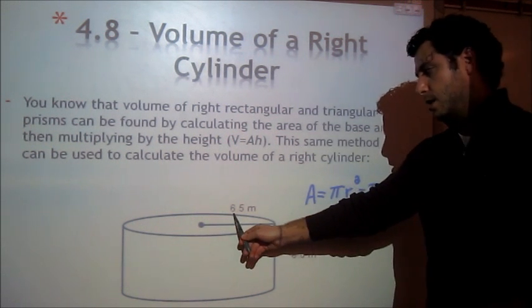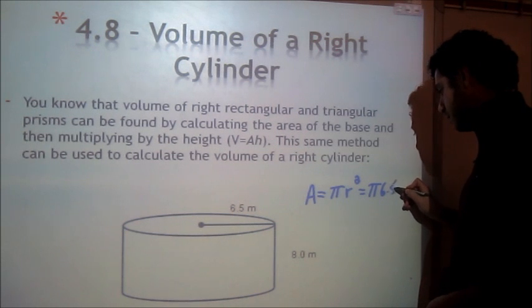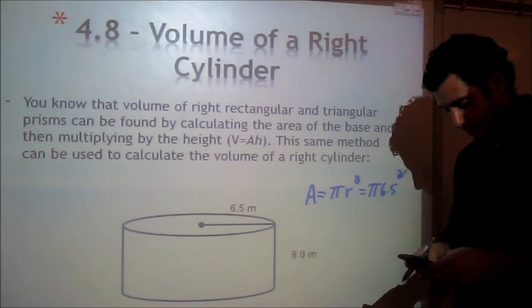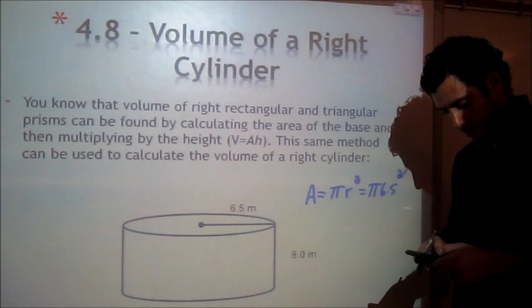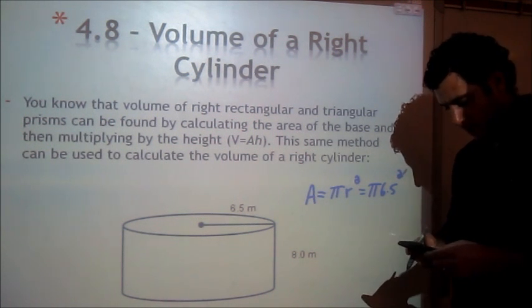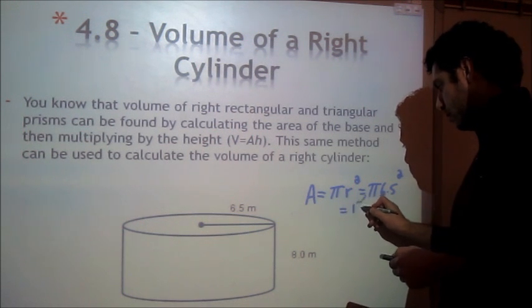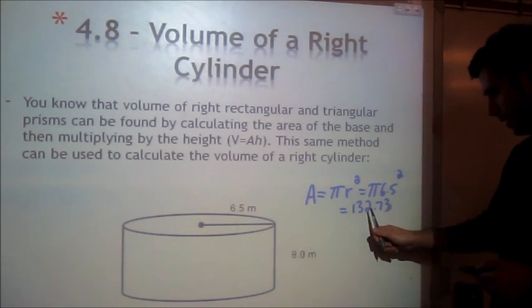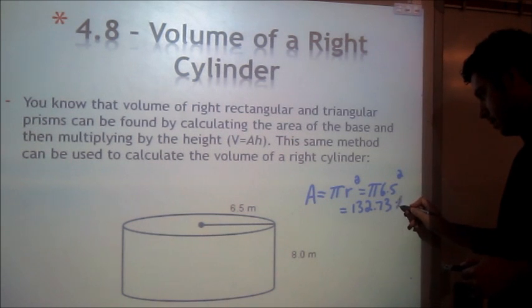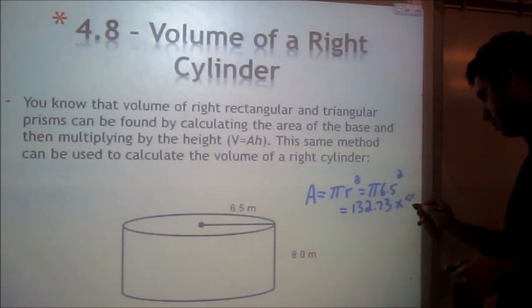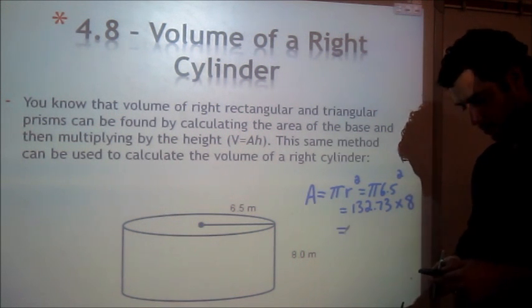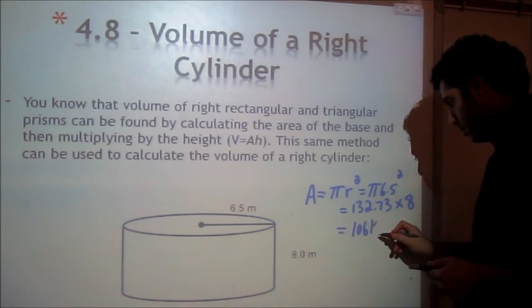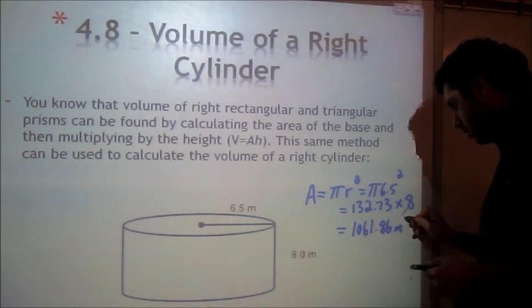In this case, the radius is 6.5 meters. So we will multiply pi by 6.5 squared, which is 132.73. And then we're going to multiply this by the height. And the height is 8. That gives us 1061.86 cubic meters.